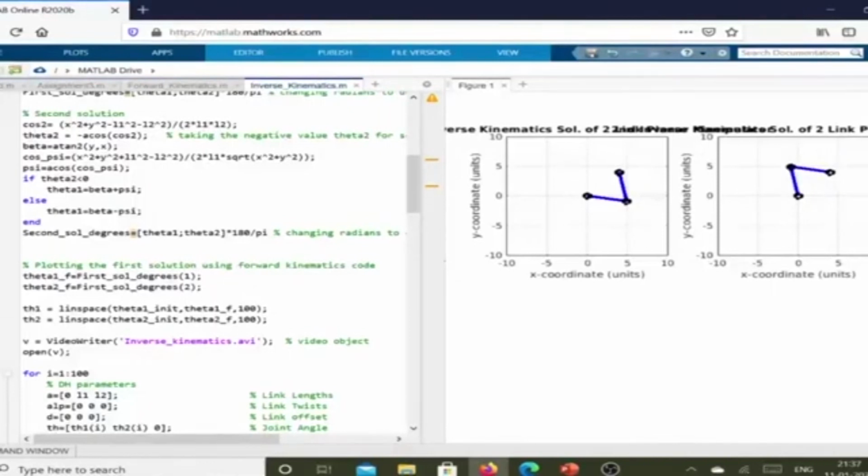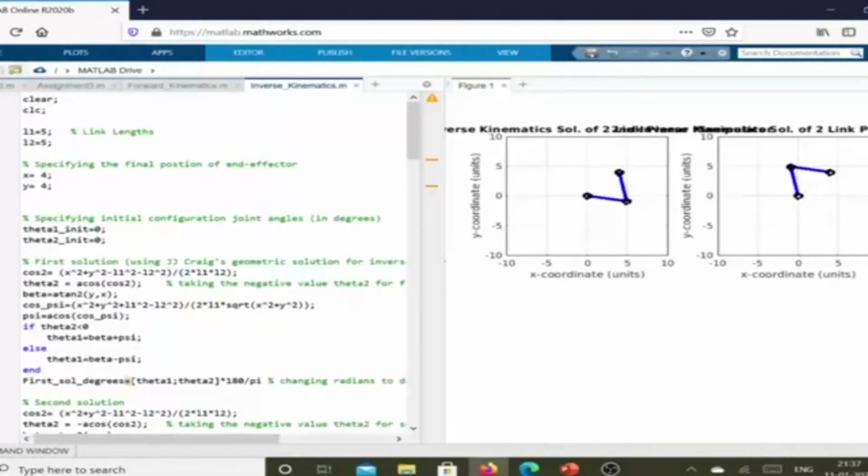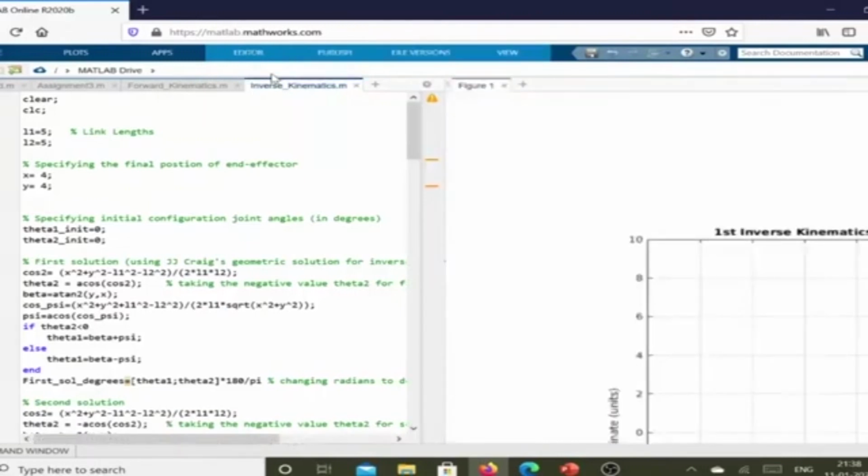When you run this on a bigger laptop, I'm running it on a tablet, so it is taking a lot more time, and the screen is very small. But when you run it on a PC, then you can actually see both the graphs together. So this corresponds to the position of end effector x and y as 4 and 4. Let us run it again and see, for the end effector position 4 and 4, what are the various angles of theta 1, theta 2, two sets of angles.